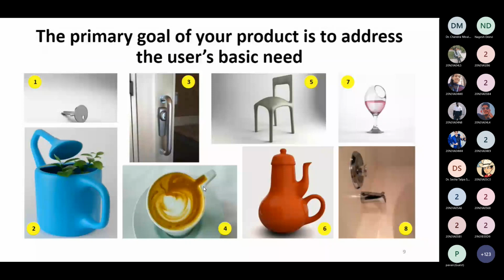Then the primary goal of your product is to address the user's basic need. If you see the total 8 products, can you tell me what the flaws in this are?